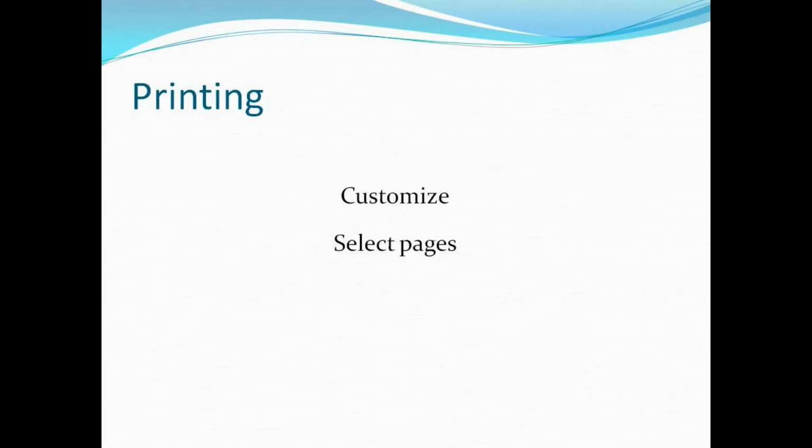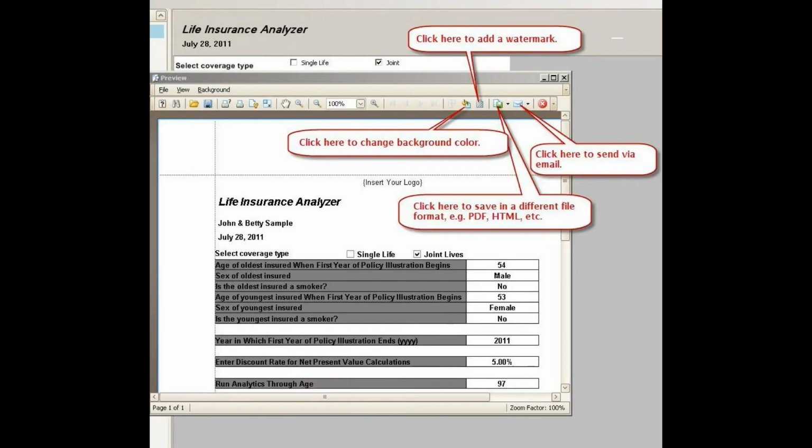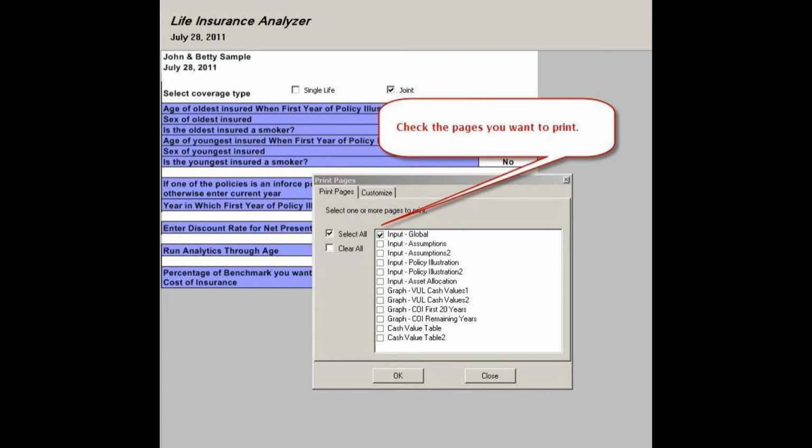Life Insurance Analyzer's printing function allows you to customize page layouts and select specific pages to include in reports. In the customization dialog box, you can insert your company logo or edit the page footers. On the print preview screen, you can change background colors, add a watermark, convert to another file format such as PDF or HTML, and you can even send copies by email. And in the print dialog box, you can select which pages you want to include in any report.